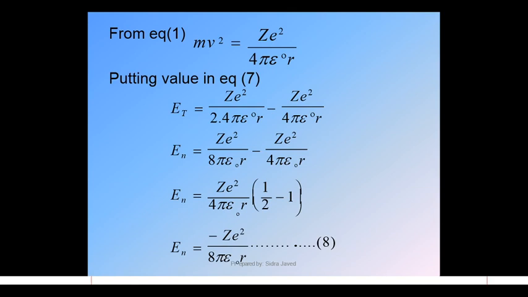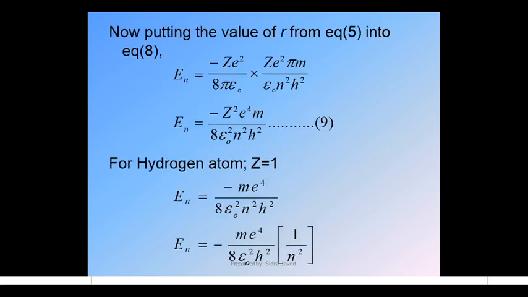That is the electron's energy in any orbit, minus Ze square divided by 8 pi epsilon 0 R. Now putting the value of R, you can again simplify the energy equation and you will get it as minus Z square m e raised to 4 divided by 8 epsilon 0 square n square h square.